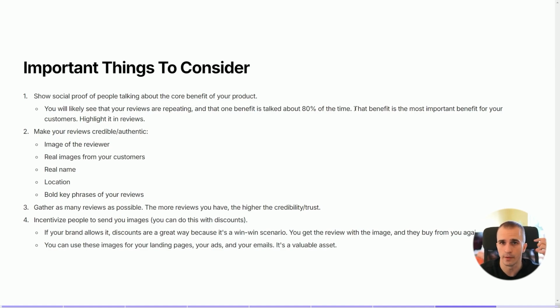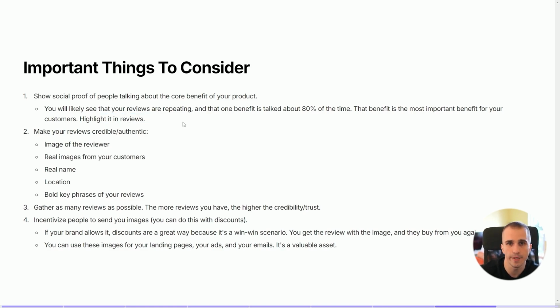That benefit that's repeating the most across your reviews is the most important benefit for your customers, and that's the benefit that you want to highlight. So for example, if you're selling a weight loss program, 80% of your customers will talk about how they have achieved weight loss with your product. 10% of them will talk about how they started feeling better and all these things. But the thing is that not all reviews are equal.